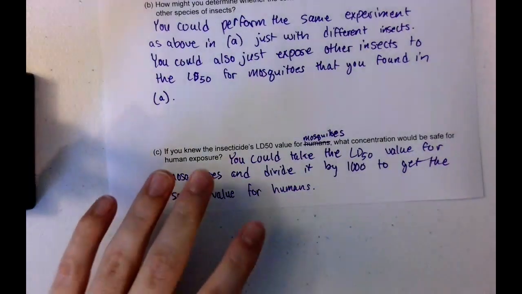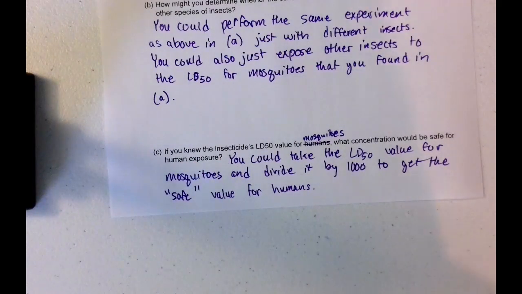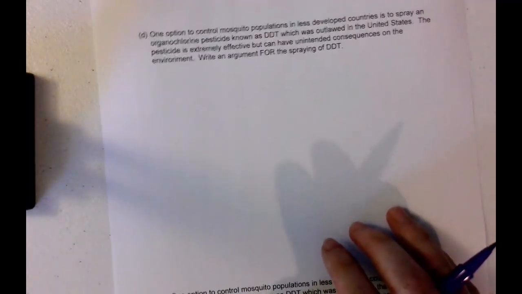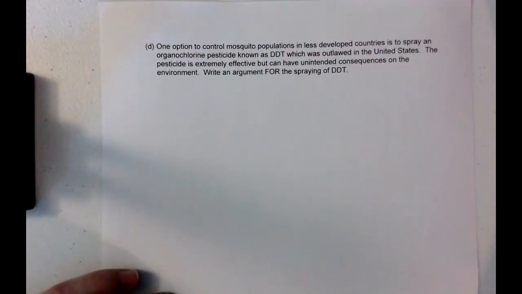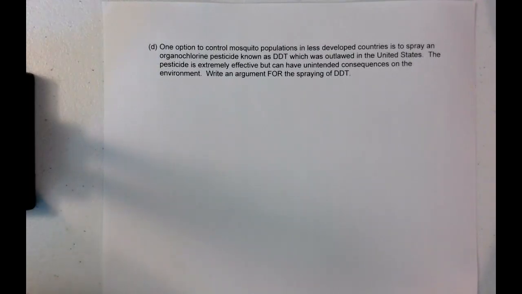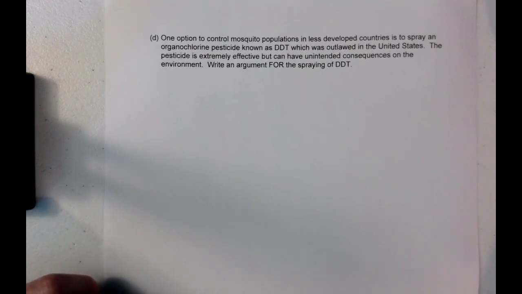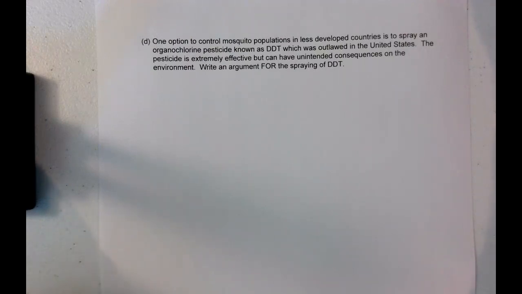Let's move on to letter D. And if I'm going too fast, you can always stop the video, pause it, I'll still be here. Letter D. It says, one option to control mosquito populations in less developed countries is to spray an organochlorine pesticide known as DDT, which was outlawed in the United States. The pesticide is extremely effective, but can have unintended consequences on the environment. Write an argument for the spraying of DDT. Okay, so DDT, I say just use the argument that they gave. It's extremely effective.